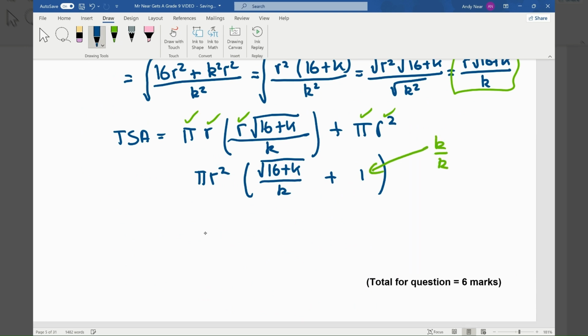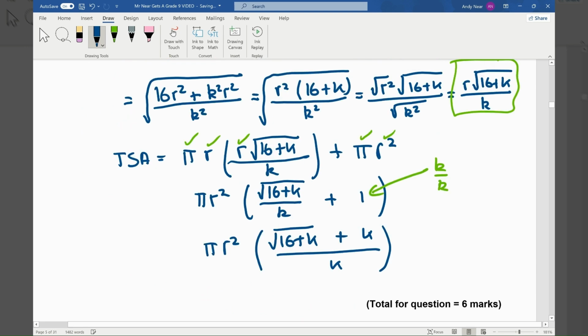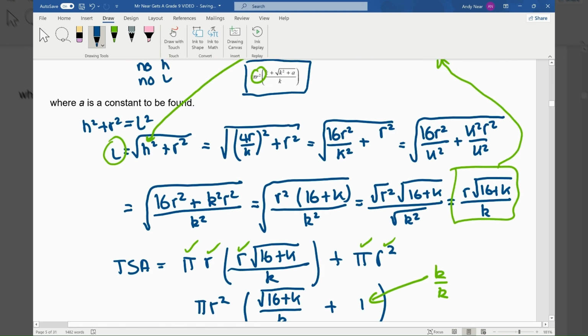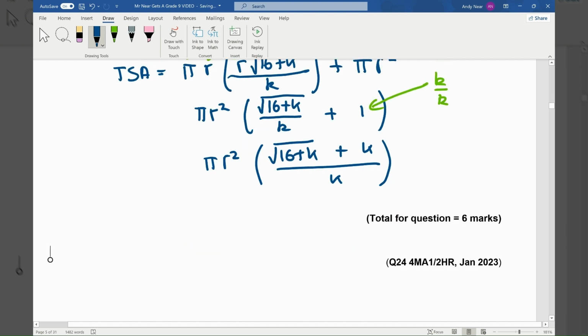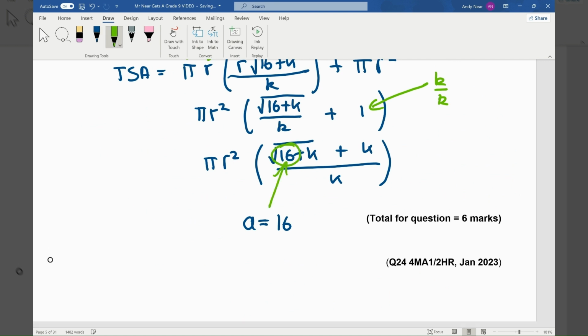And so I now get pi r squared times the square root of 16 plus k, all on k. And give or take the order of what is set out above, I have the answer, and my answer is that a is equal to 16. We were trying to find this number in here, and this is a is equal to 16. Quite a demanding algebra question.